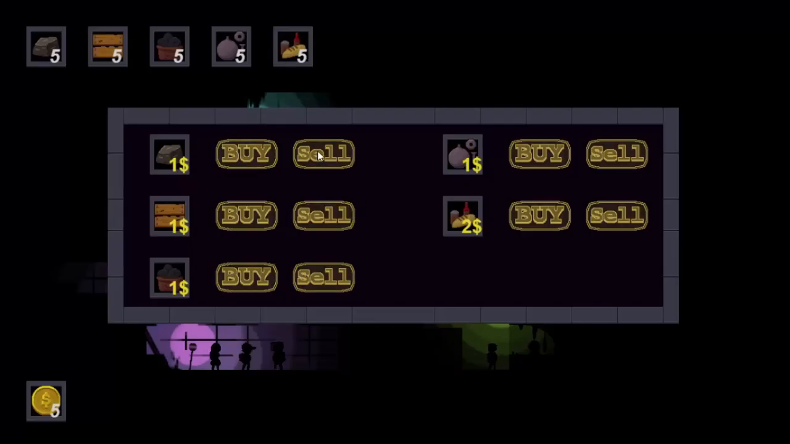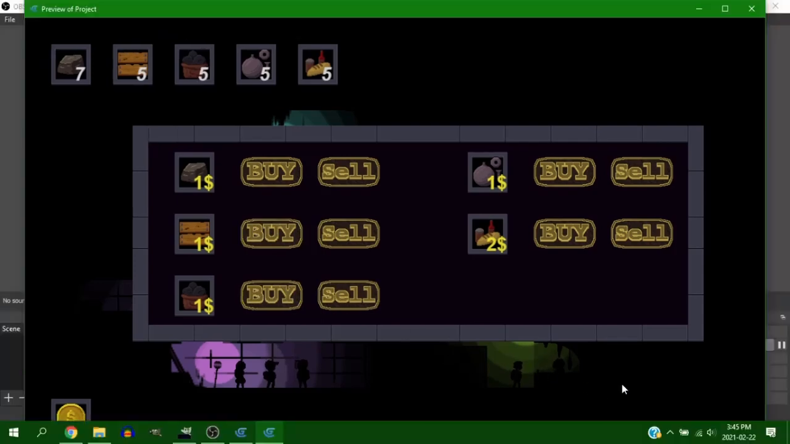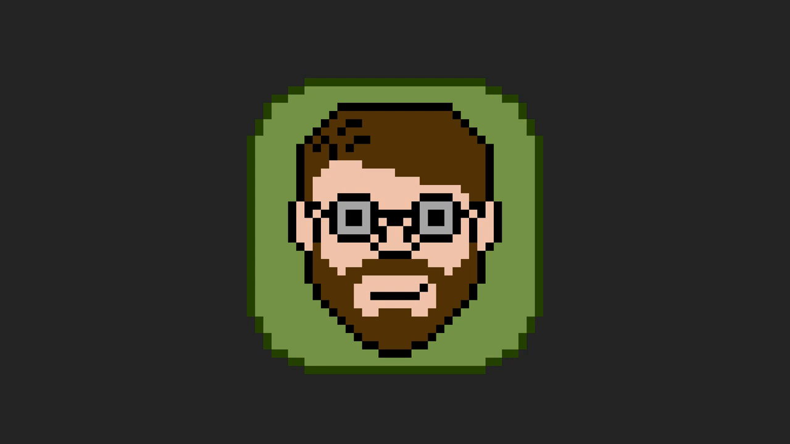It's very straightforward. When you're selling, it's basically the exact same thing in reverse. Instead of checking to see how much money you have, it checks to see if you have enough of that resource to sell it, and then subtracts by that amount. So that's the basic shop system down.